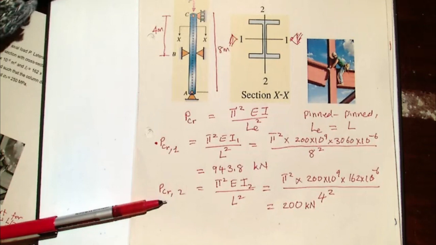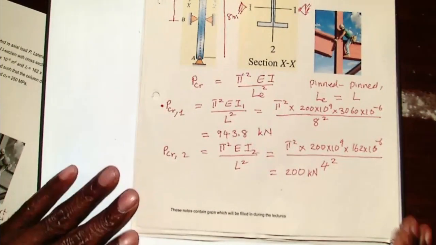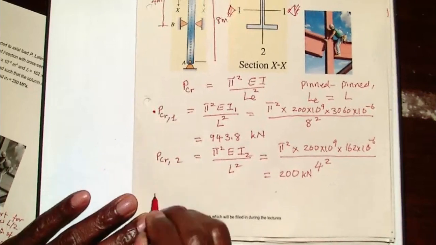But now we want to check whether that is high enough to cause failure by nonlinear plastic deformation, which is yielding.